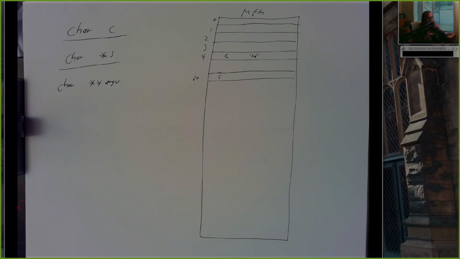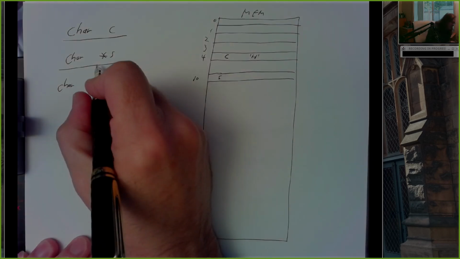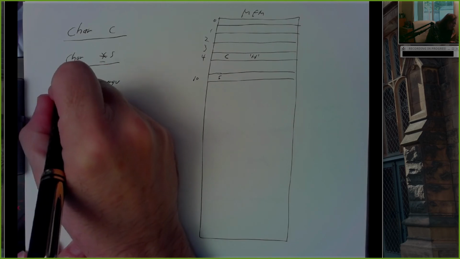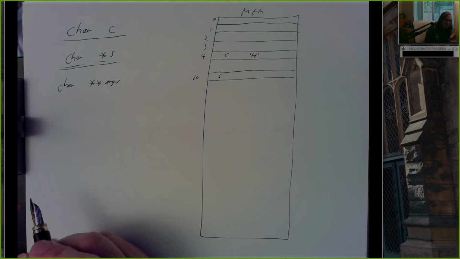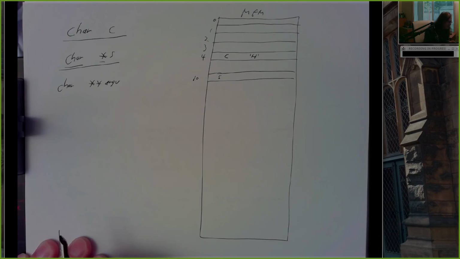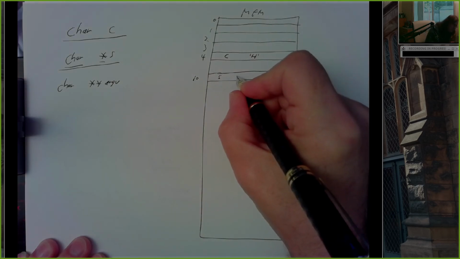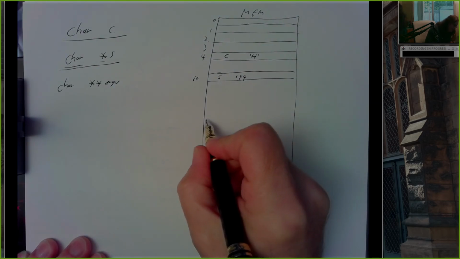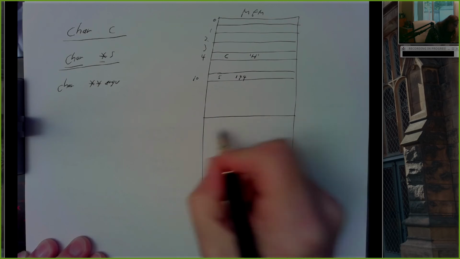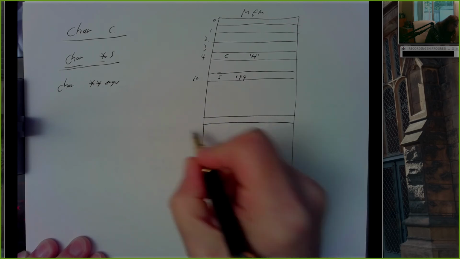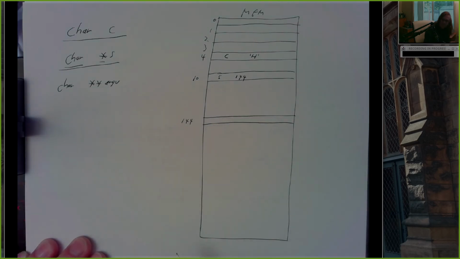S is a pointer. And a pointer is really just an address. So S should store the address of something. This tells you it's storing the address of something. This is the kind of something it's storing the address of. So S is the address of a character. So S might be equal to 144. And down here at memory location 144, there should be a character.